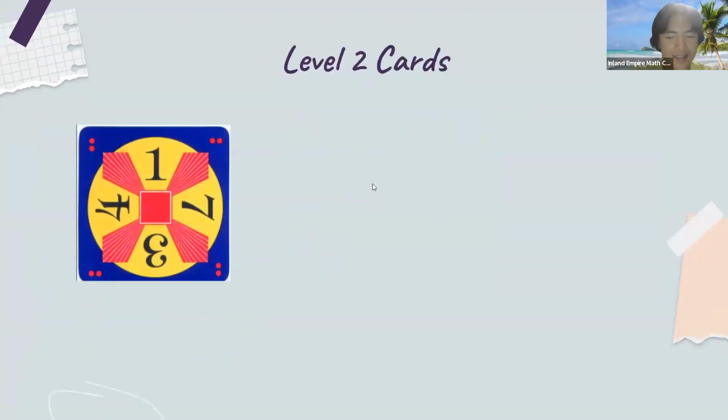All right, now let's go to the next puzzle. This is level 2 cards, so they're kind of hard, actually. But go ahead, give it a try.